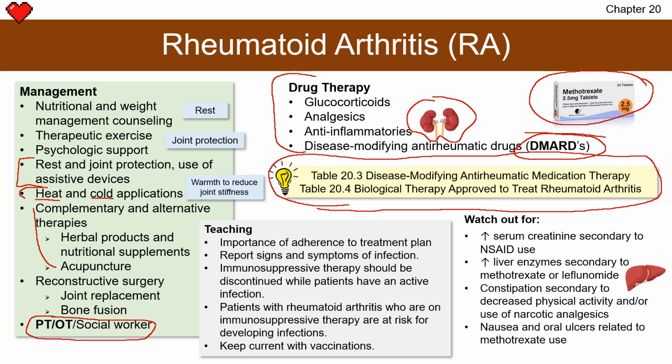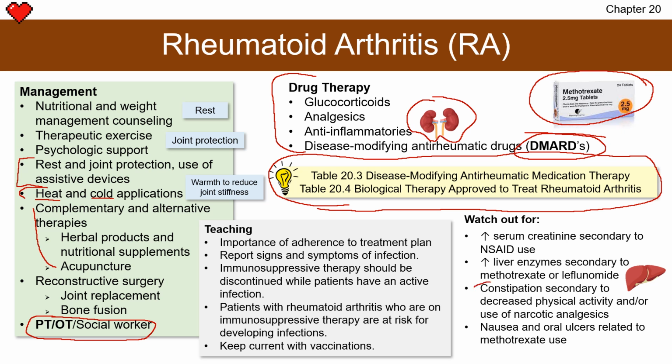Because of the steroids, patients will be at risk for infection, so we want to let them know what to report, and they should report it early on. And if the patient does have an active infection, then immunosuppressive therapy should be discontinued at that time. And then we want to keep them healthy, so they should be vaccinated up to date with other vaccinations. You want to be careful with organ function, so you're going to look at the labs.